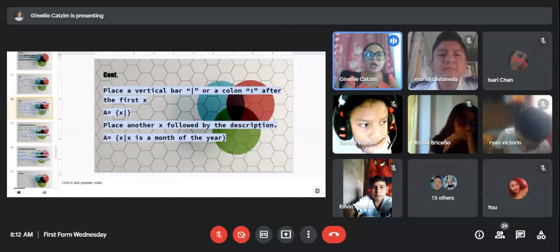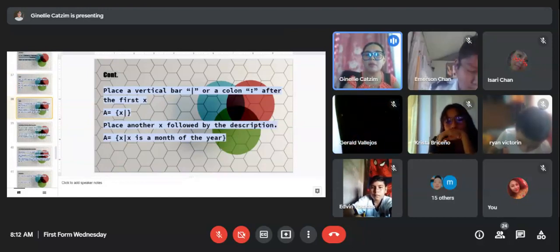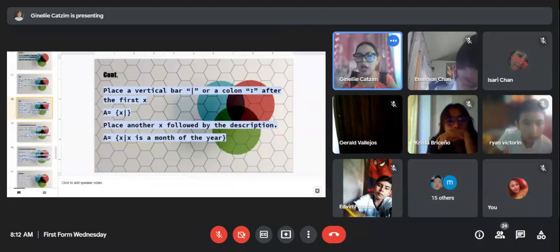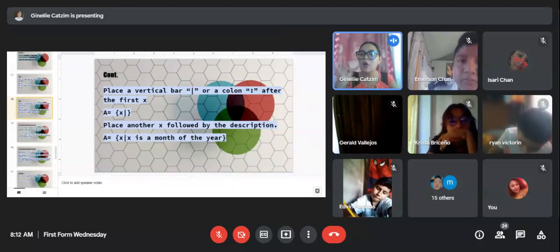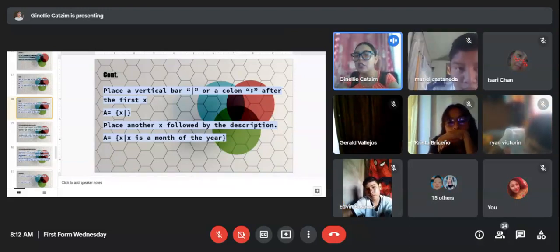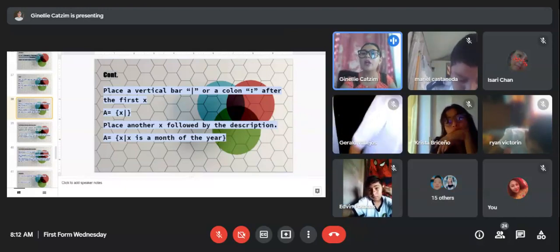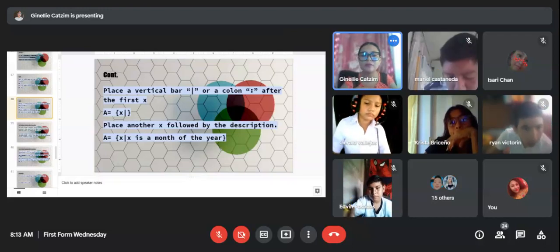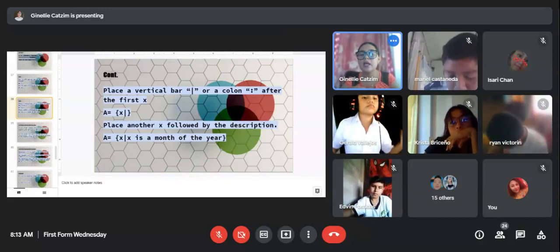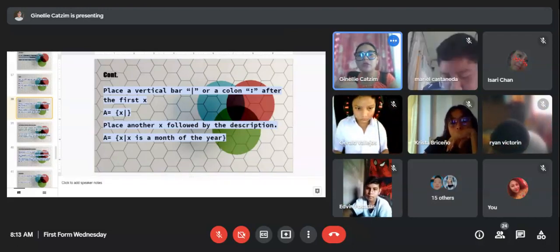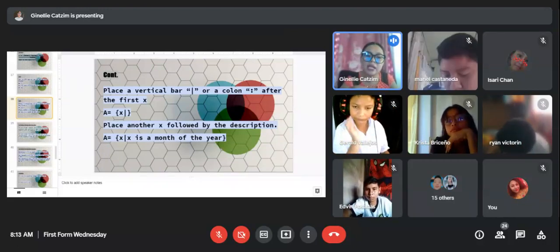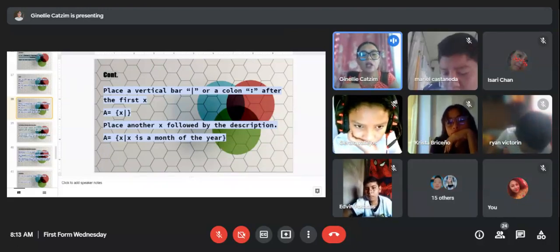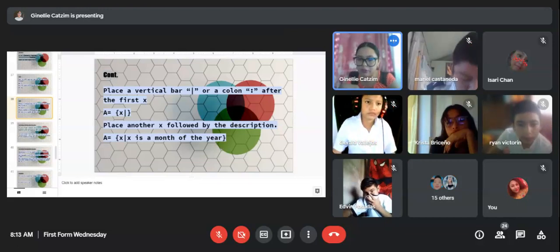So now we place a vertical bar or a colon after the first X. So after the X that we included, we should include a vertical bar or a colon. Please do that. Follow the instructions. When we do that, what we do next is we place another X followed by the description.